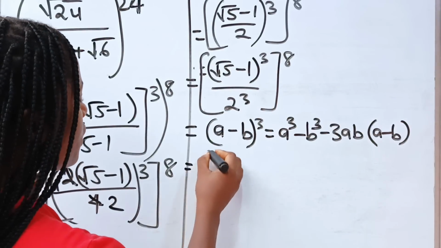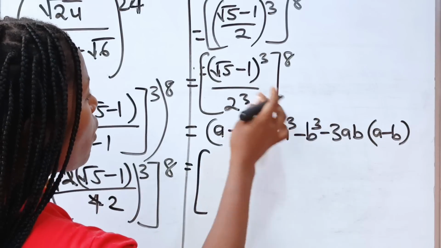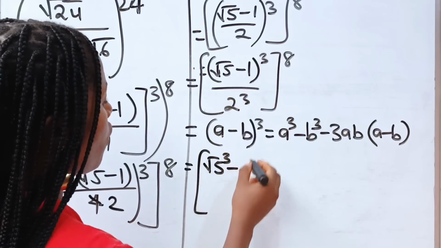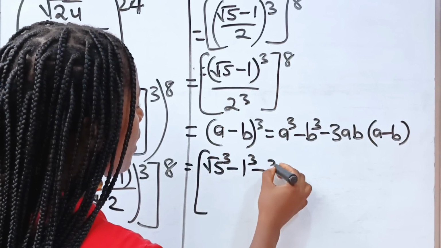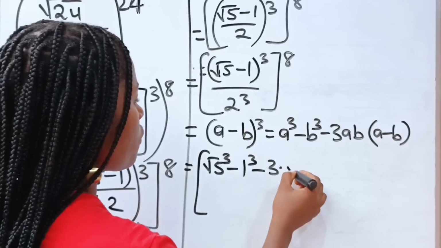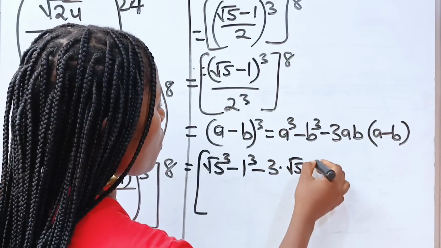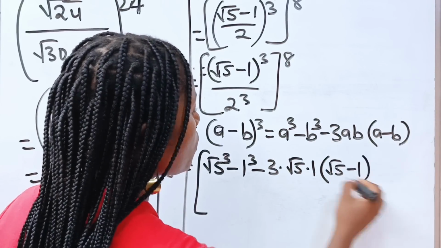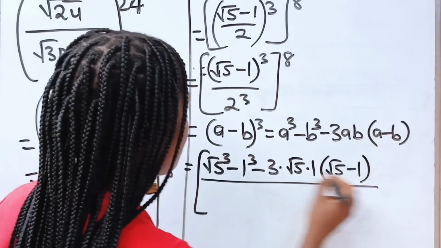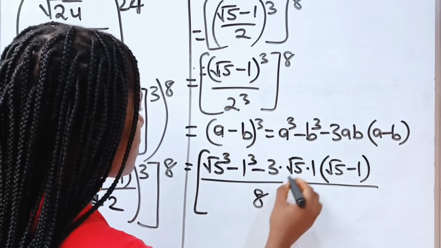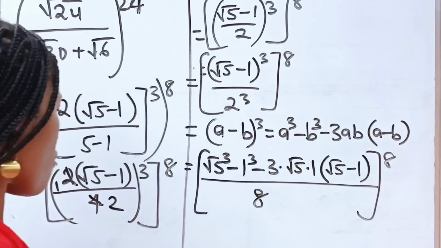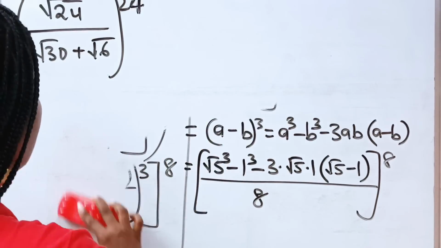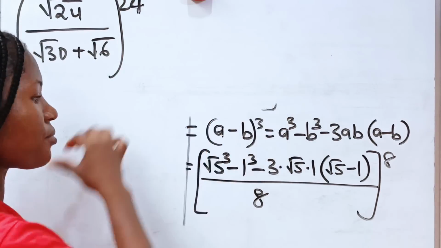So this will now be equal to a to the power of 3, that is root 5 to the power of 3, minus b to the power of 3, that is 1 to the power of 3, minus 3 multiplied by a is root 5 and b is 1, then multiply by a minus b, that is root 5 minus 1, divided by 2 to the power of 3 is 8. Now everything raised to the power of 8. It's becoming more interesting.